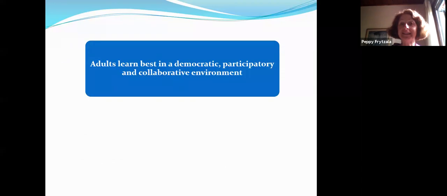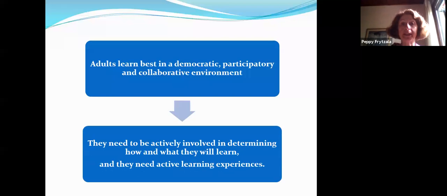Now, adults learn best in a democratic, participatory, and collaborative environment. We saw that they favor a lot of group work. Therefore, they need to be actively involved in determining how and what they will learn, and they need active learning experiences. When I actually did a needs analysis in class of the new students that I've had this year, that's what I did. I was heading in a direction that was not covering their needs.